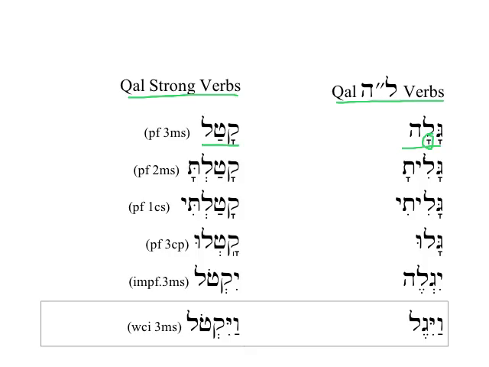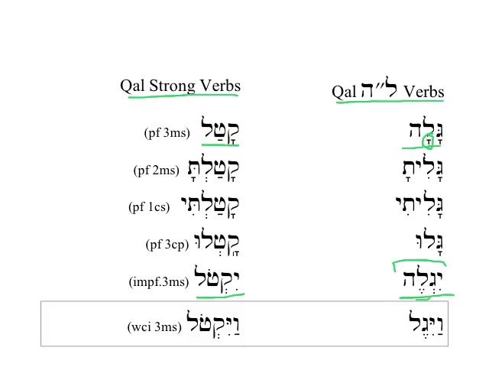Or, in the case of the imperfect, we can compare yiktol to yigleh, he will reveal or uncover. And in this case, the theme vowel of the middle root letter is converted to segol. So we still have all of the main letters that we would expect, the consonants, gimel, lamed, He, but there's a change in the vowel.